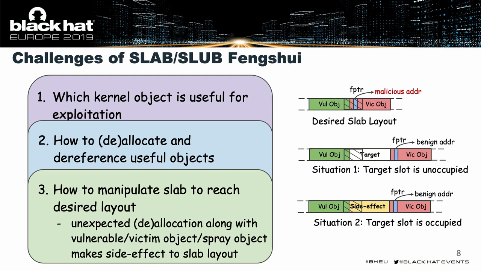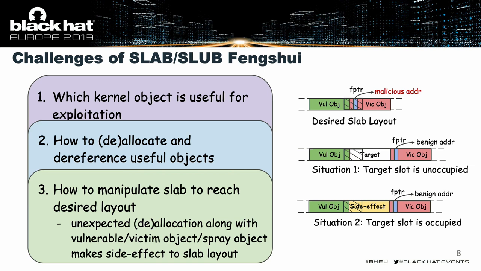The first situation is the target slot is unoccupied while the victim object is allocated to another slot. The second situation is the target slot is taken over by a side effect object. Both situations influence the SLAB layout, and thus the function pointer will not be overwritten as expected when corruption happens.